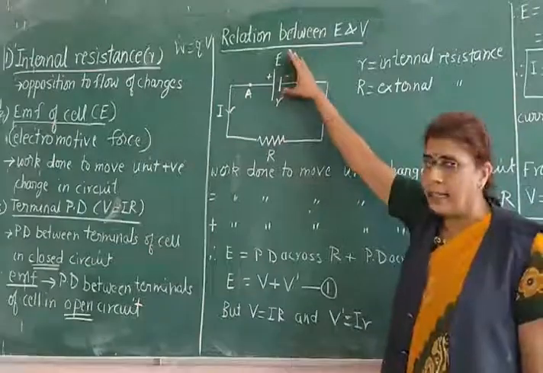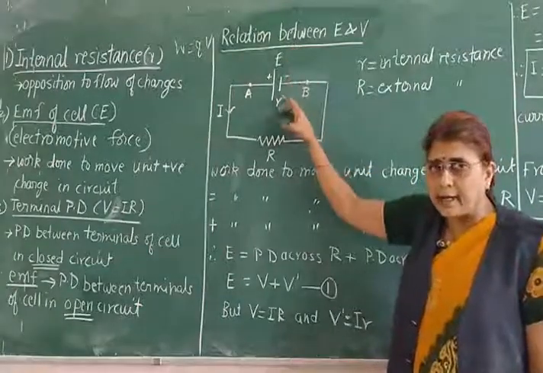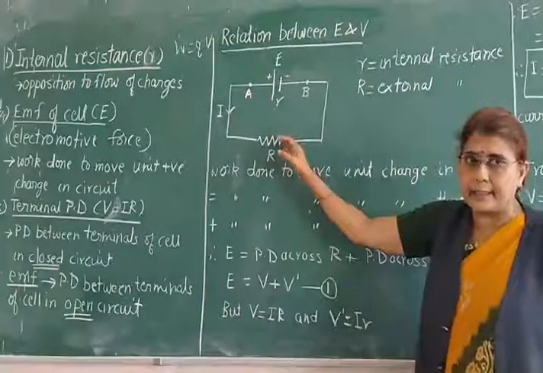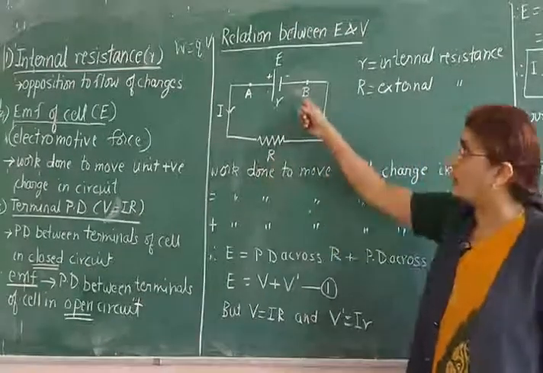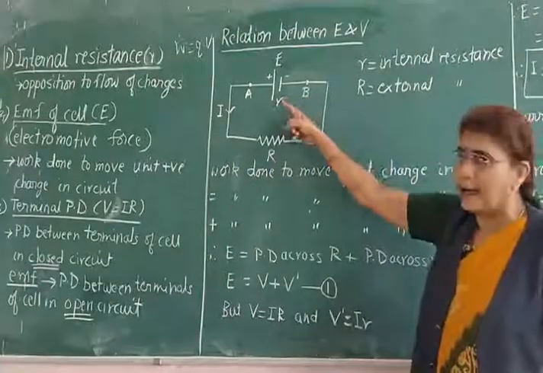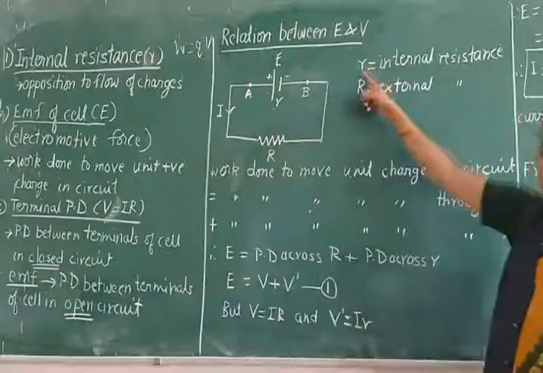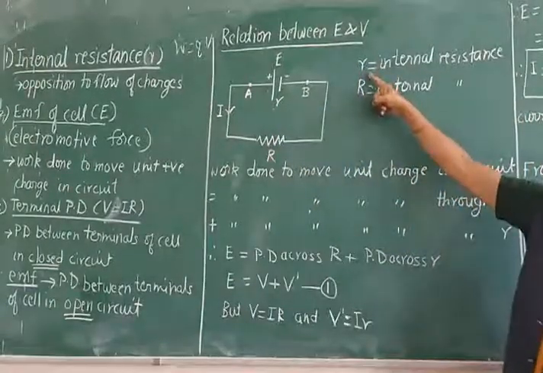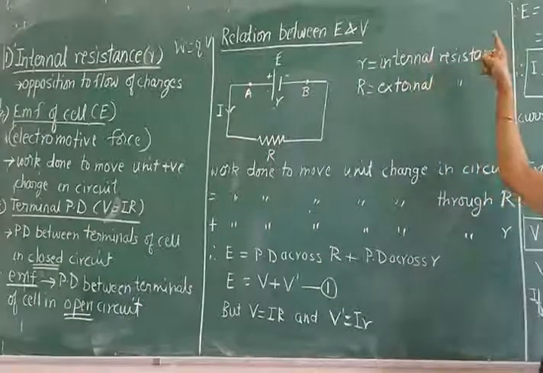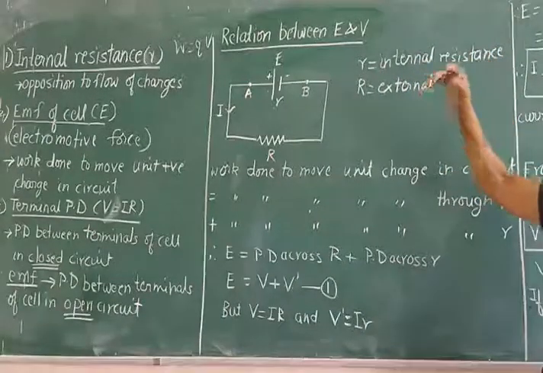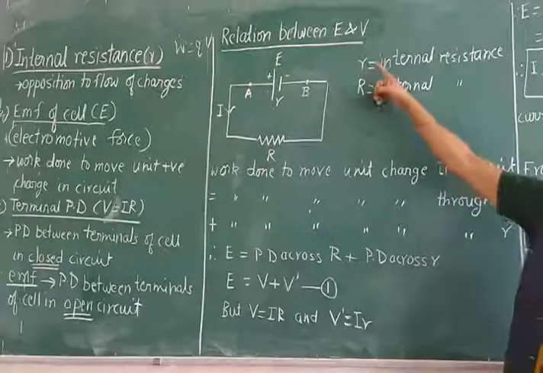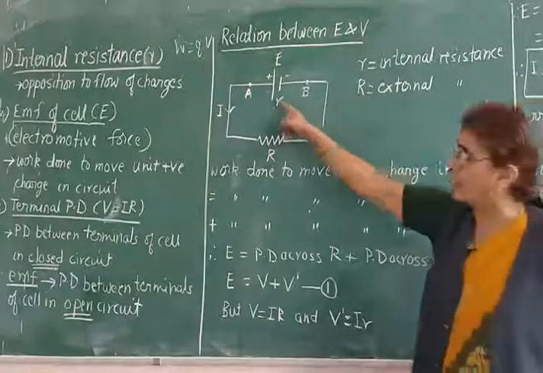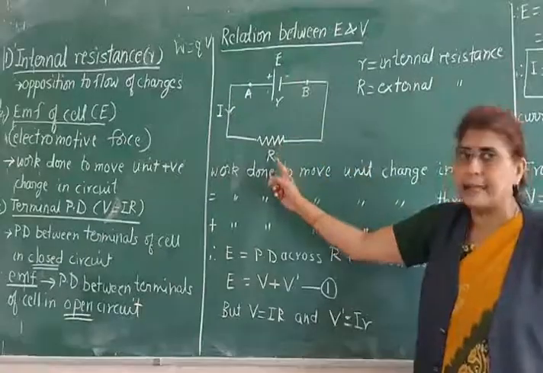This cell with constants E and r is connected to an external resistance. What is the value of the external resistance? It is capital R. Don't get confused between small r and capital R. Small r always stands for the internal resistance of a cell, and whatever external resistance you connect is called capital R. So small r is for the cell, and the outside resistance is capital R.